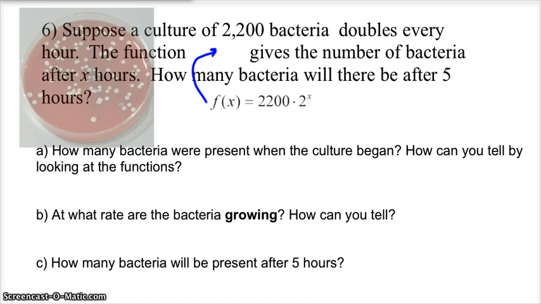Let's look at a real-world example. Suppose a culture of 2,200 bacteria doubles every hour. The function f of x equals 2,200 times 2 to the x power. It gives the number of bacteria after x hours. How many bacteria will there be after 5 hours? Try this one on your own. Pause the video and complete A, B, C, and D now.